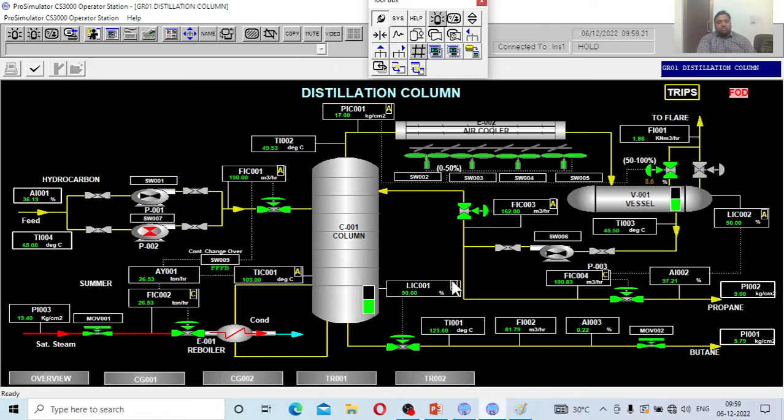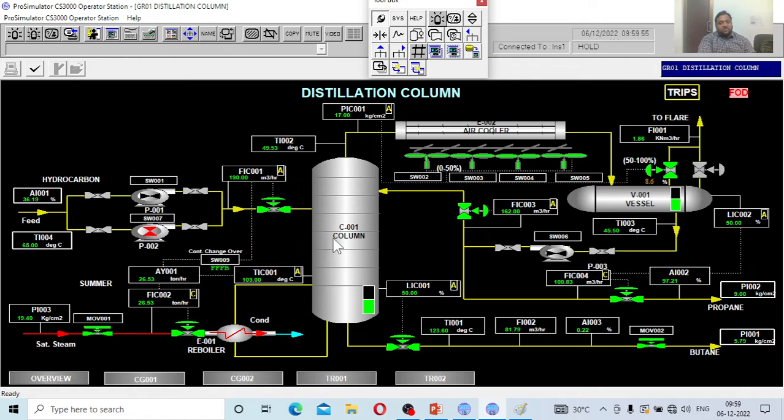The moment you open the screen of the distillation column, you will see this. The objective of this distillation column is to separate propane from butane. The initial composition of propane in the mixture is 36.19%, and the overhead composition of propane is 97.21%, and the bottoms composition is around 0.22% propane. The objective is to purify and separate the propane from the butane using the distillation column.